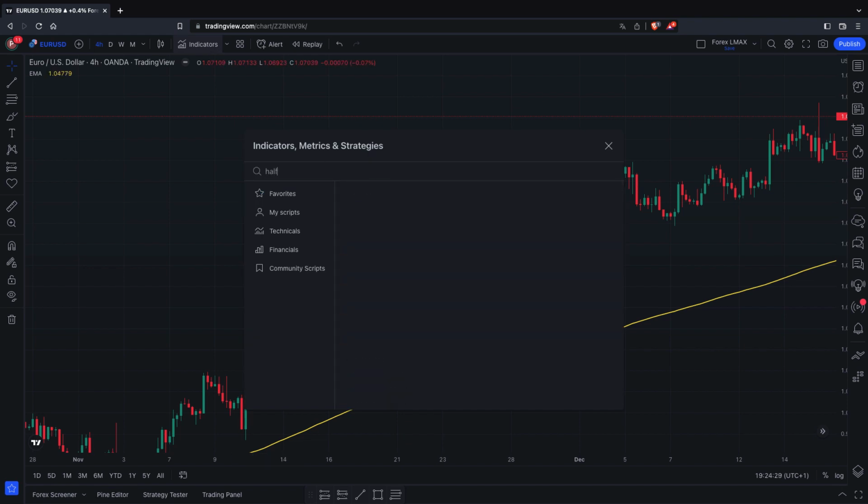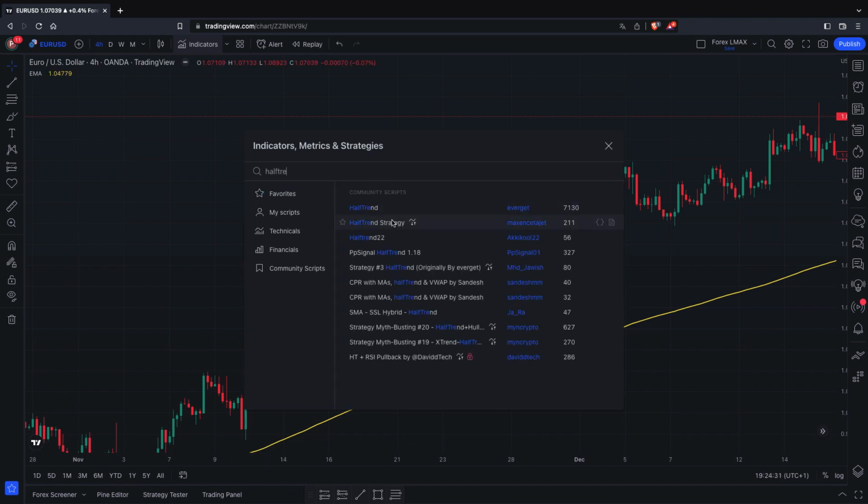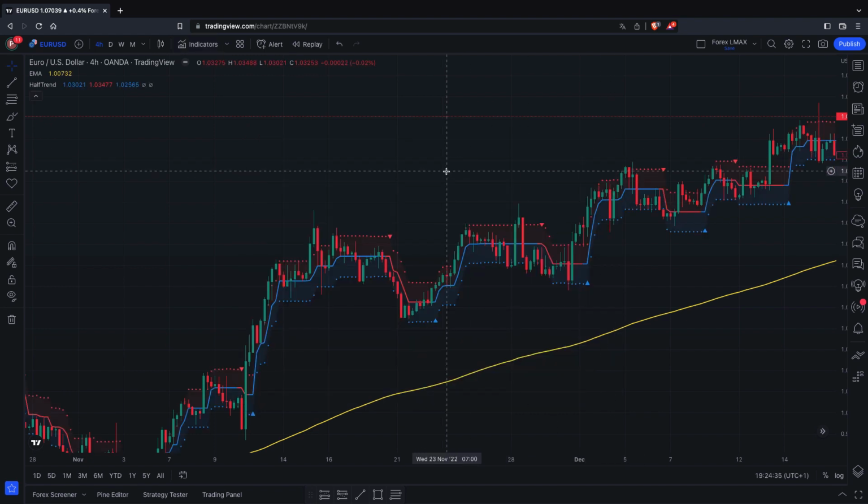Half trend indicator gives us the main signal to enter the market. Blue arrow for longs and red arrow for shorts. We use the default settings.